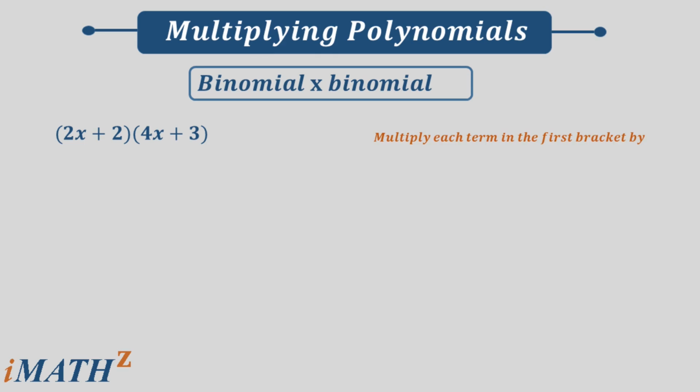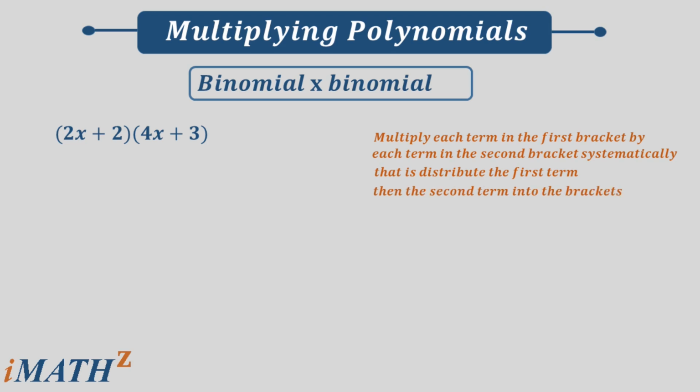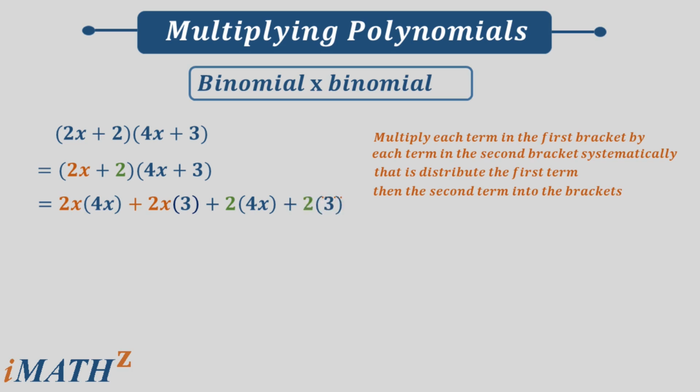If we were to multiply each term in the first bracket by both the terms in the second bracket, we would first have to multiply 2x times 4x. Then we would multiply 2x times 3. That would take care of the first term. And we can move on to the second term, which is 2 in this case. We start by multiplying 2 times 4x, and then we need to multiply 2 times 3. So we are left with 8x squared plus 6x plus 8x plus 6.